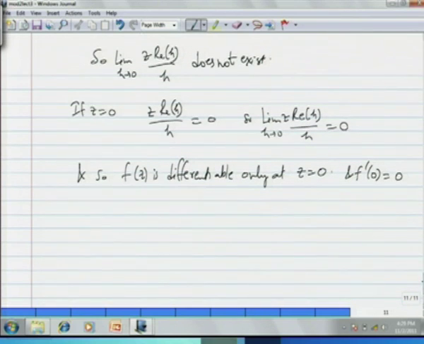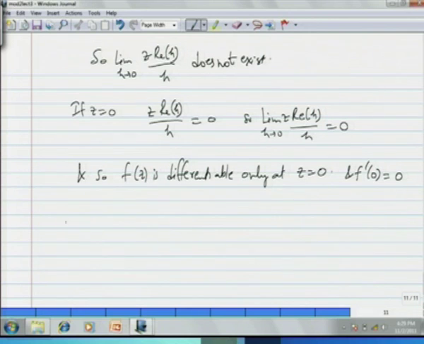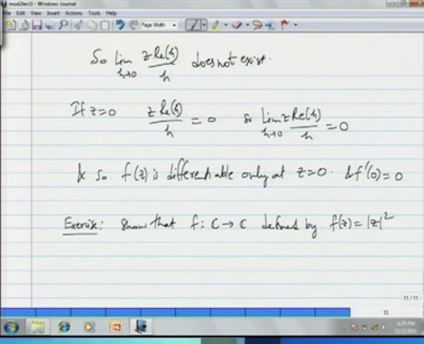So, that is a peculiar example we have to bear in mind, where the function is differentiable only at a single point. And here is an exercise for the viewer. Show that f from C to C, defined by f of z equals the modulus of z squared, is differentiable only at the origin and nowhere else, of course.